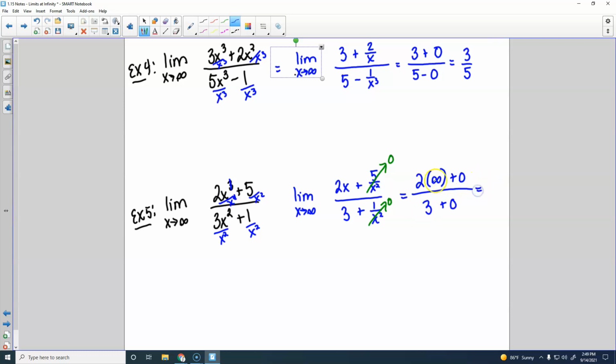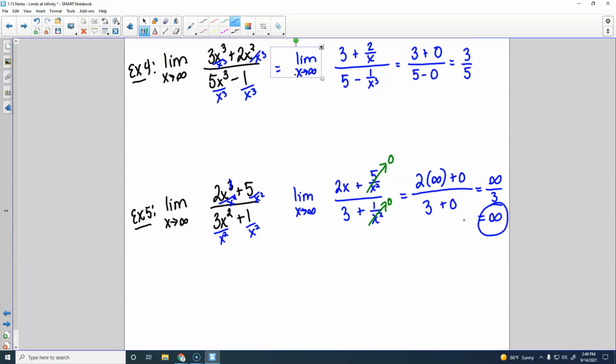So when I do 2 times infinity plus 0, what would I get? Infinity. On the bottom, I'll have 3. What is infinity divided by 3? Infinity. So infinity is my answer here. I like infinity. You don't even have to think about it. It just is. No fractions over to the side or long division or anything.